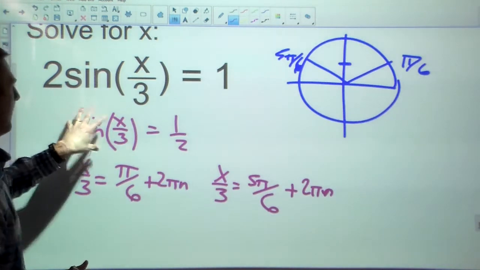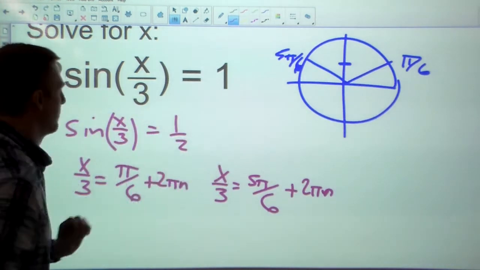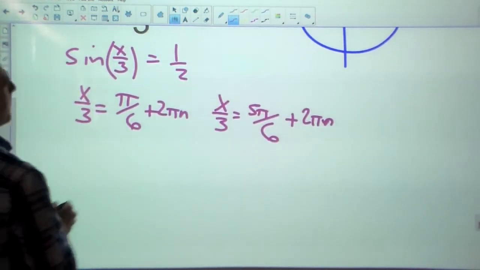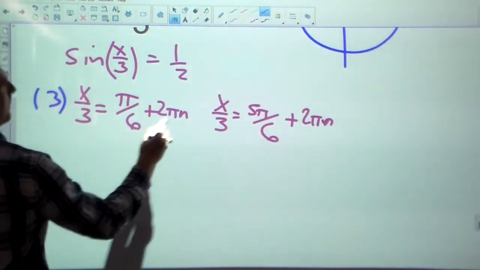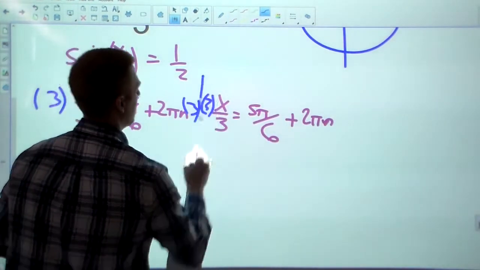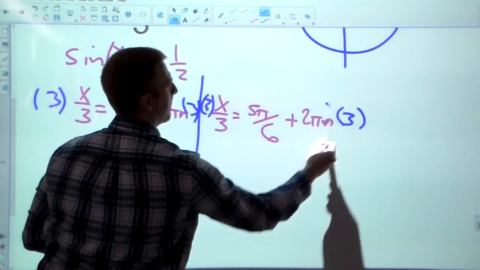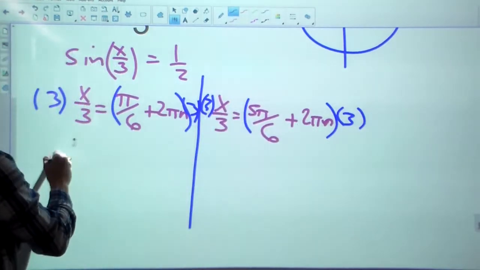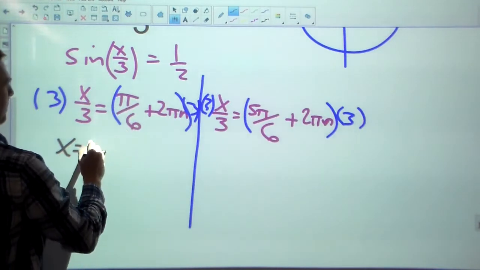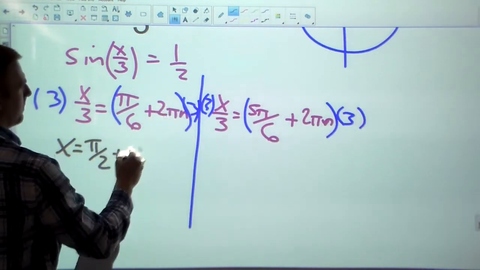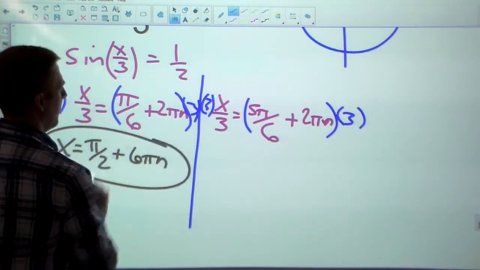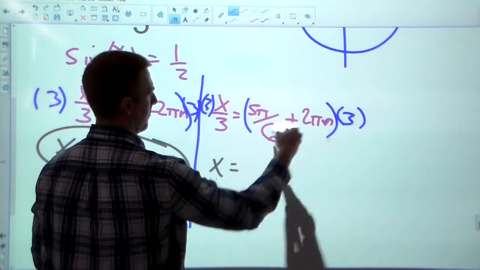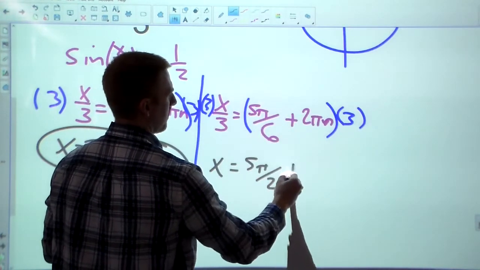Now again, I took the arc sine of 1/2 to get an actual angle measurement. That's why that's no longer there. Left with x over 3. So the last thing now is to go ahead and multiply everything by 3 on both sides. So let's do that here. And just remember, I'm distributing on the right side of both equations. So to wrap it up, x is going to be 3 pi over 6, so pi over 2, plus 6 pi n. And over here, 3 times 5, so 15 pi over 6, we'll reduce that, it's 5 pi over 2, plus 6 pi n.